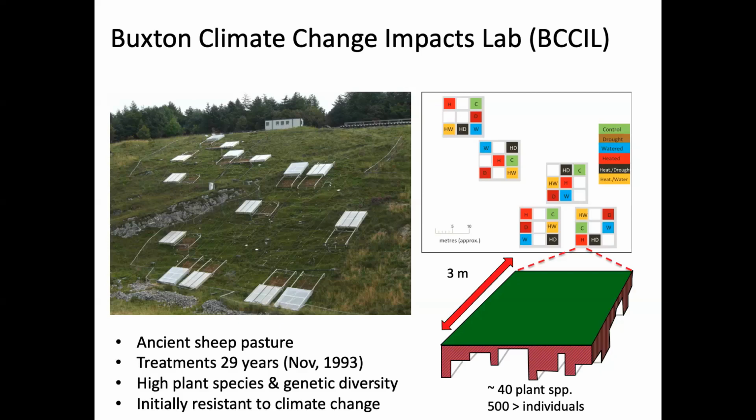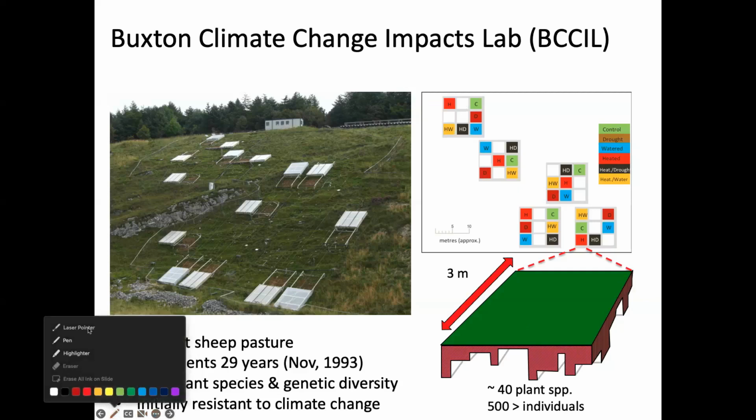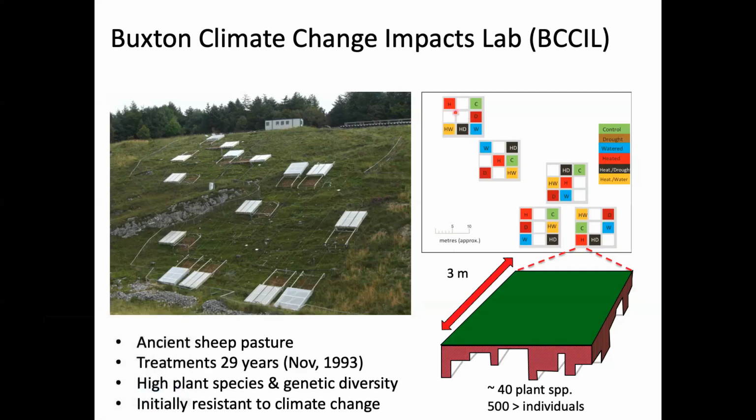The experiment is arranged as a series of 5 blocks spread out over the Daleside slope. I'll see if I can get the laser pointer working. There we are. So here are the blocks, A to E, spread out over the slope. And within each of those blocks, we have 9 plots. Each plot of grassland is 3 by 3 meters.